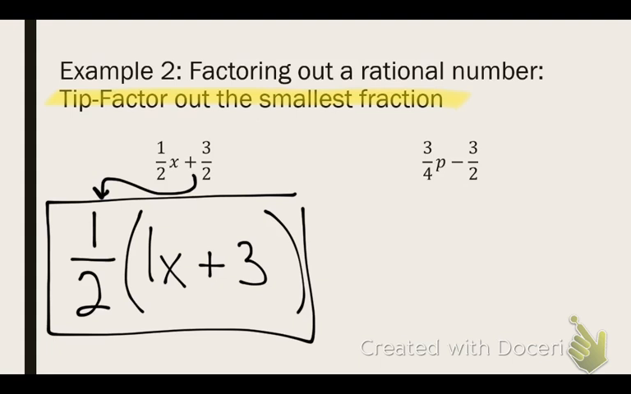Okay, guys, which is the smaller fraction? 3/4. 3/4 is smaller than 1. 3 over 2 is larger than 1. Okay? So 3/4 is the smaller fraction. That's what I pull out. Well, what's 3/4 divided by 3/4? 1. You flip the second fraction, it's going to be 1. So it's just going to be 1p.